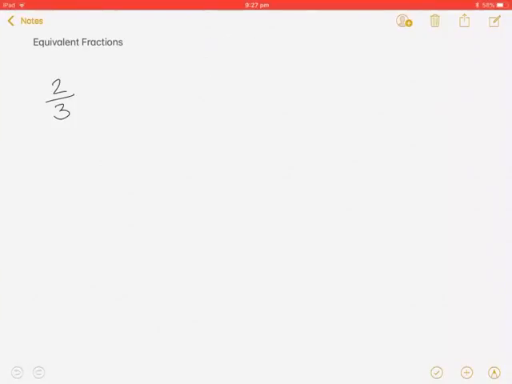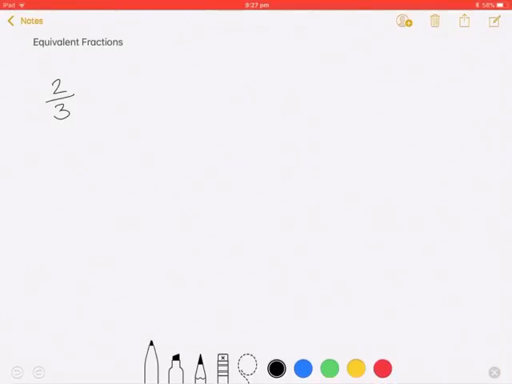Okay, equivalent fractions. So if I have 2/3, here's my shape, and I've got 2/3. I want to know how to write an equivalent fraction for 2/3. To keep things simple, I can break that shape into sixths. So I can actually cut it across here.